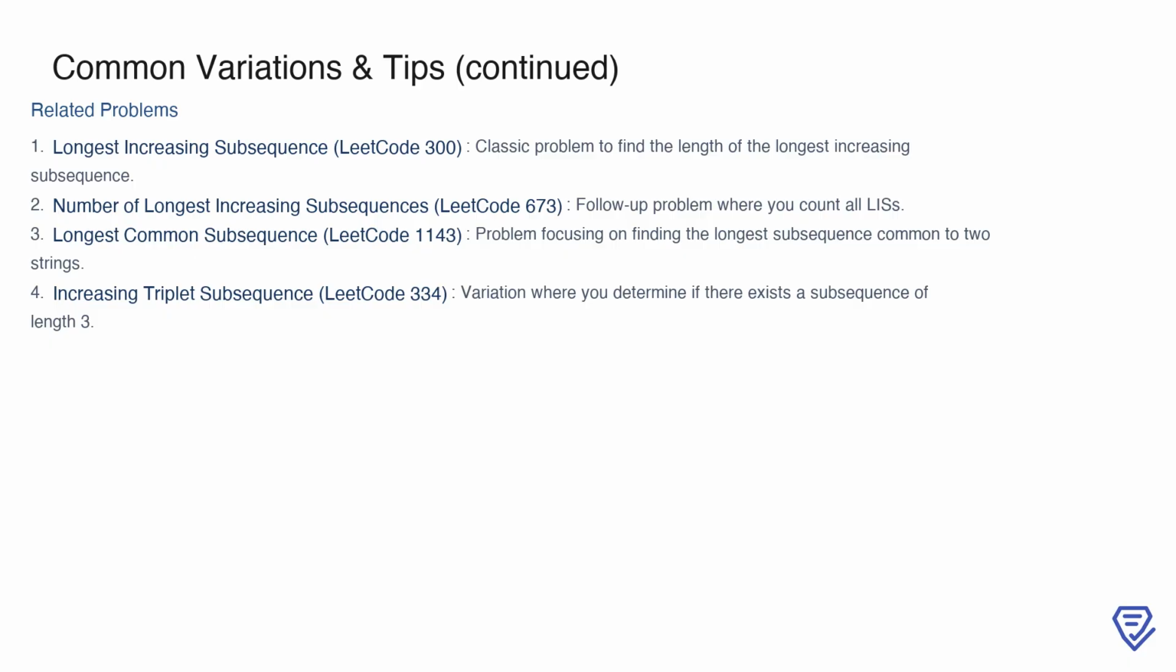Another related problem is longest common subsequence, LeetCode 1143, where the goal is to find the longest subsequence common to 2 strings. This introduces the idea of comparing 2 sequences rather than just analyzing one. Finally, there's the increasing triplet subsequence, LeetCode 334, which is a variation where you're tasked with determining if there exists a subsequence of length 3 within the array. These problems share overlapping concepts, and studying them can give you a broader perspective on how to approach subsequence-based challenges.